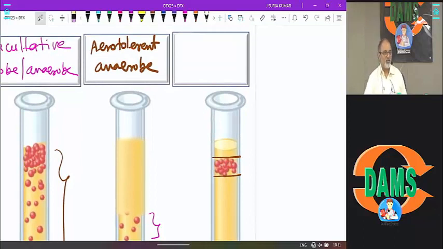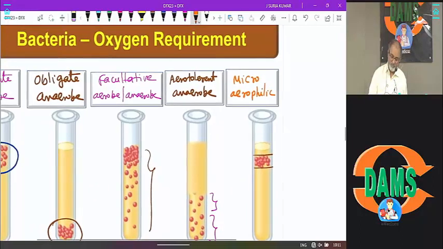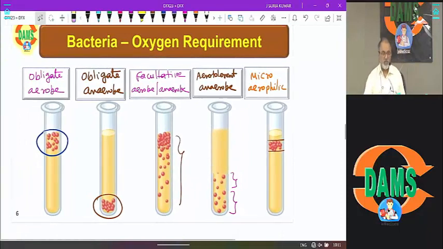Bacteria which grow in low oxygen concentration, what is it called? Only one is pending. Microaerophilic. Obligate aerobe, obligate anaerobe, facultative aerobe or anaerobe, aerotolerant anaerobes, microaerophilic.